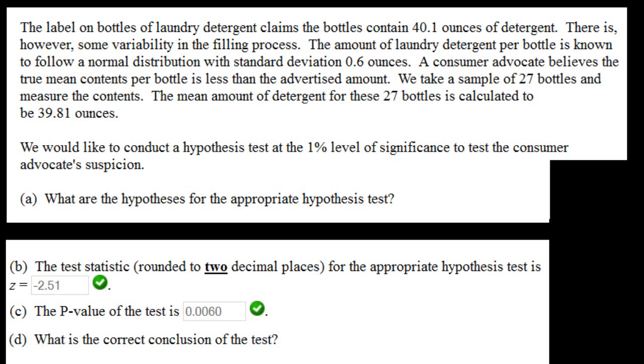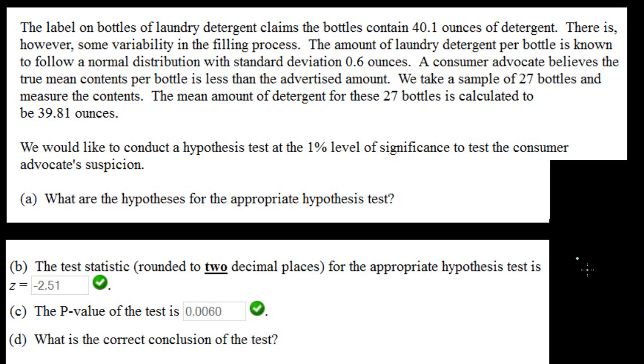We take a sample of 27 bottles and measure the content. The mean amount of detergent for these 27 bottles is calculated to be 39.81 ounces. We would like to conduct a hypothesis test at the 1% level of significance to test the consumer advocate's suspicion. What are the hypotheses for the appropriate hypothesis test?